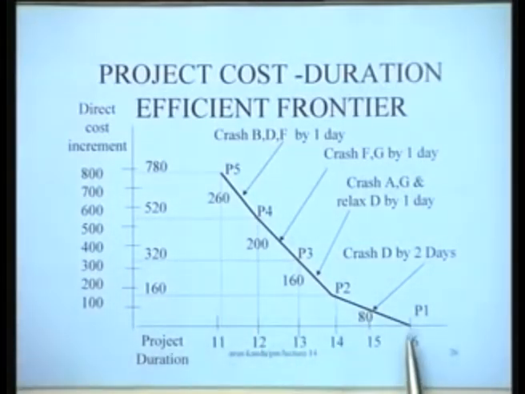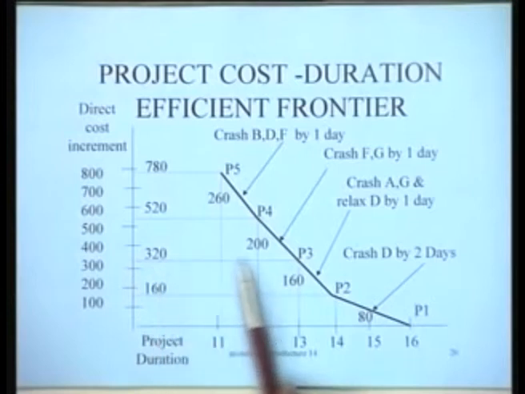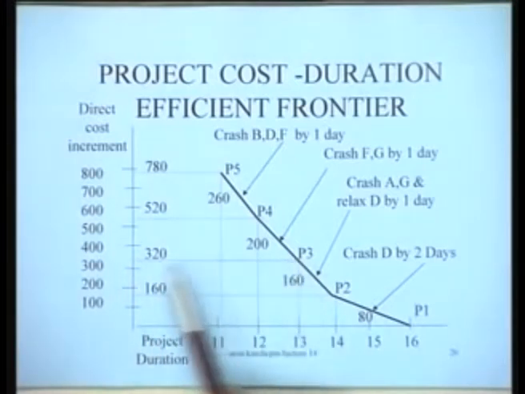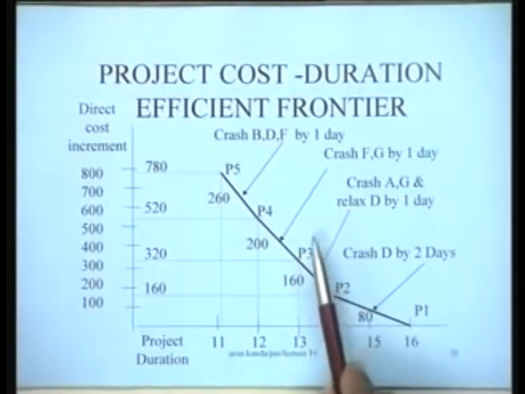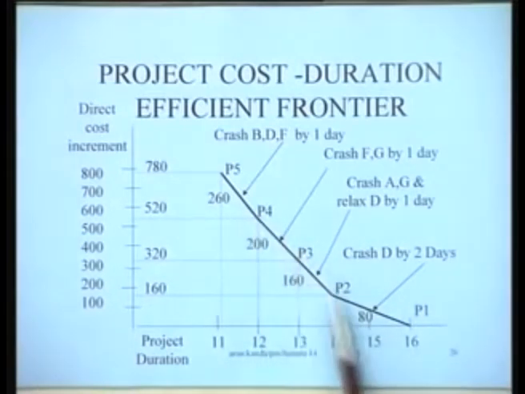It tells you, for instance, that the project can be done from a normal duration of 16 days to a crash duration of 11 days in this region. And if I want to do it in any other duration, then this is going to be the minimum cost that is required for achieving that duration. And in order to achieve this, what activities are to be crashed and relaxed, that is, the specific schedule, you know from this particular curve.